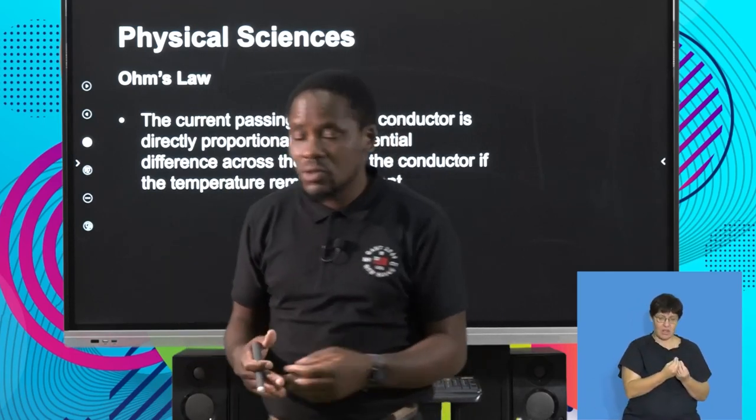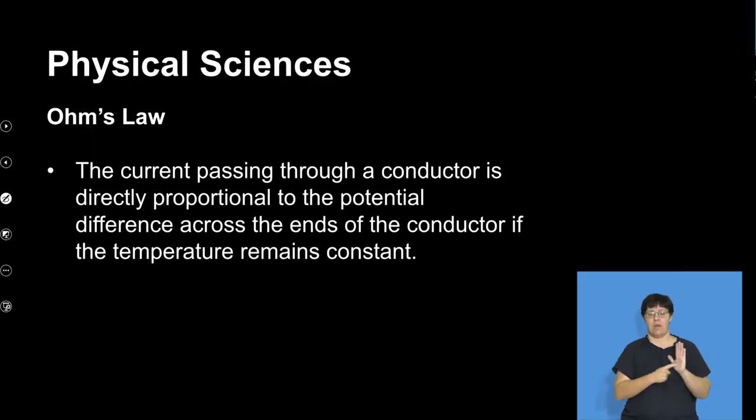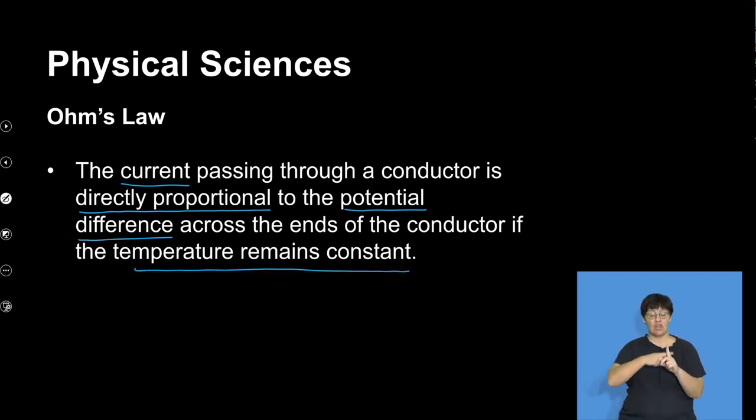So what does Ohm's law say? It states that the current passing through a conductor is directly proportional to the potential difference or the voltage across the ends of the conductor if temperature remains constant. What we have underlined is very important, what we would refer to as the key terms as far as Ohm's law is concerned.